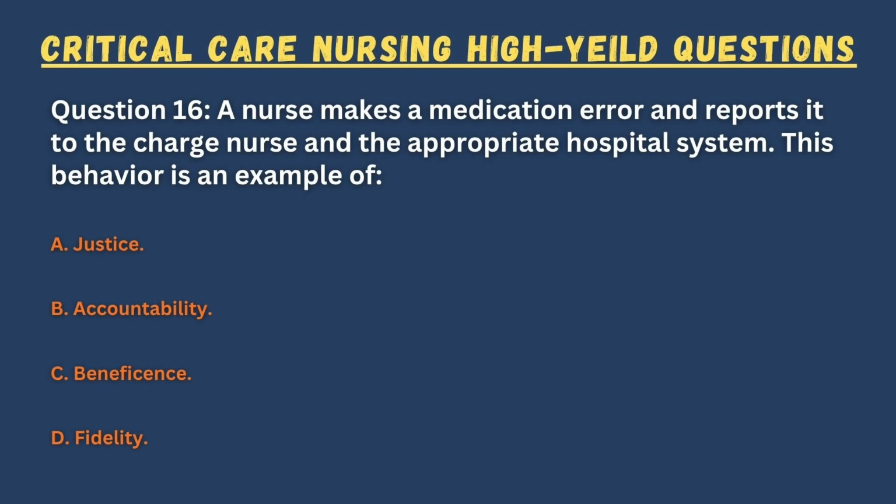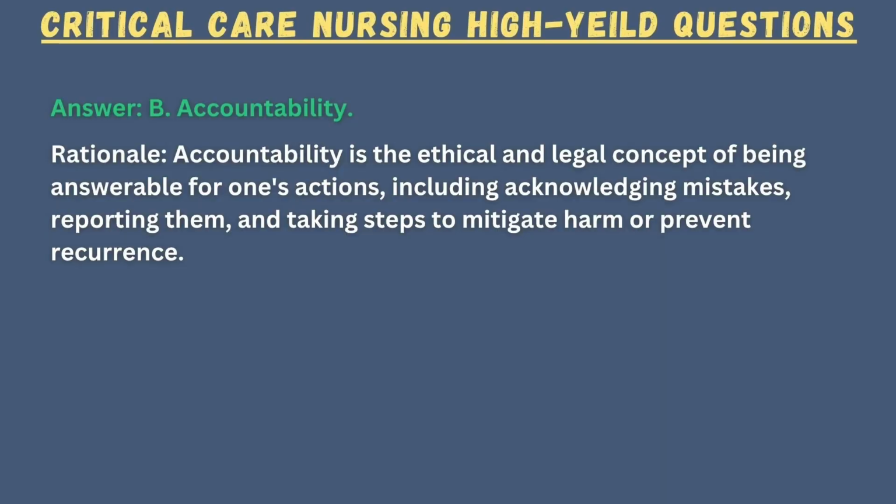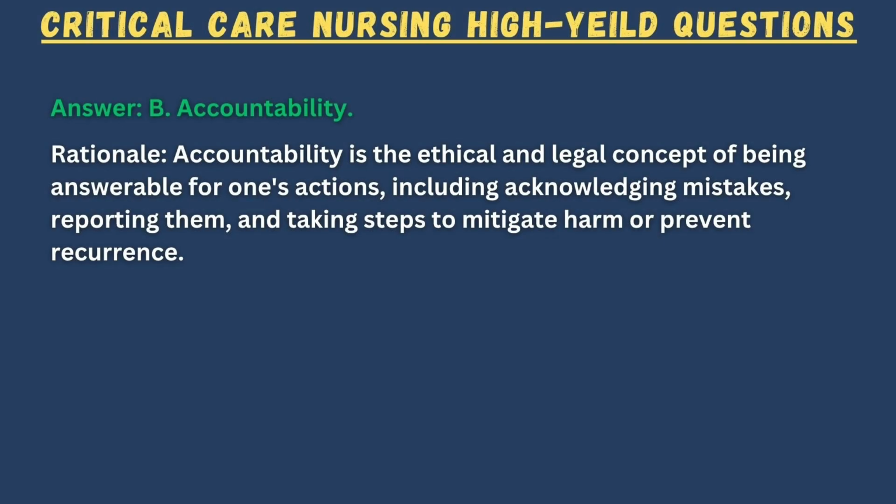Question 16. A nurse makes a medication error and reports it to the charge nurse and the appropriate hospital system. This behavior is an example of A. Justice. B. Accountability. C. Beneficence. D. Fidelity. Answer: B. Accountability.